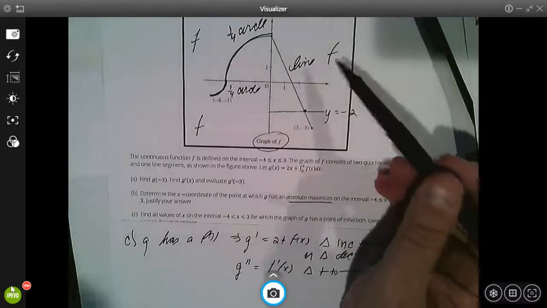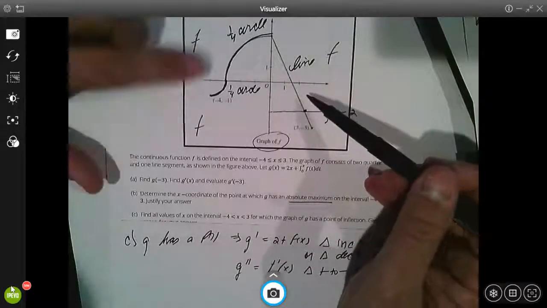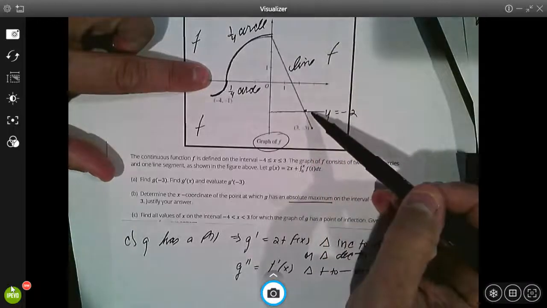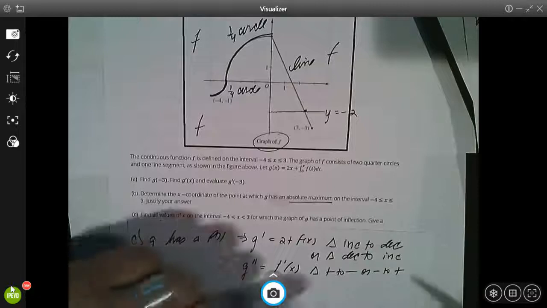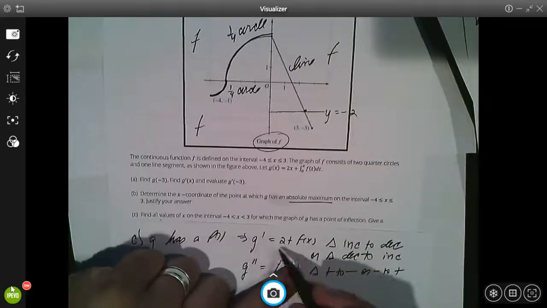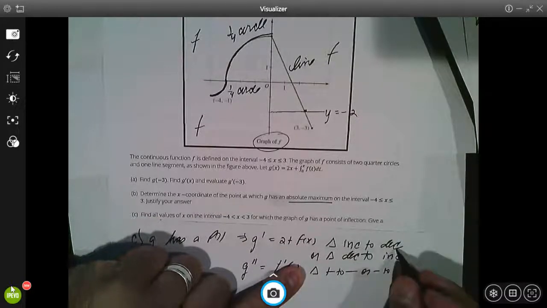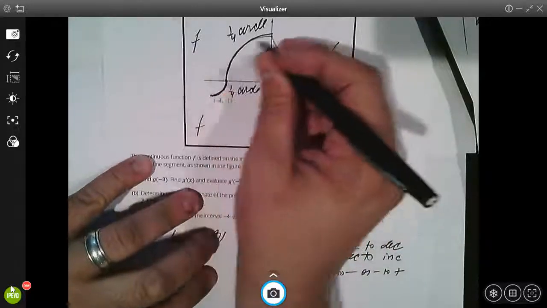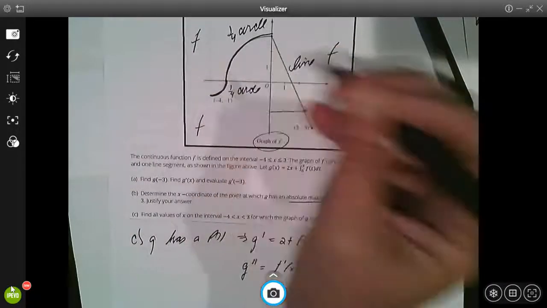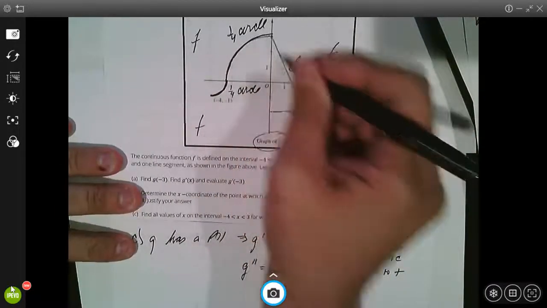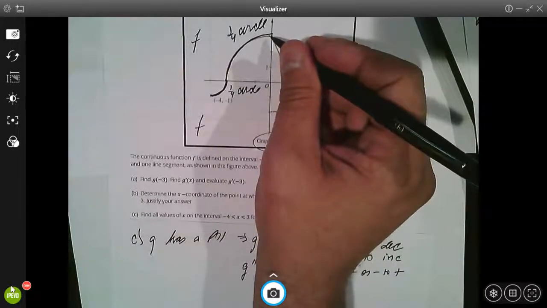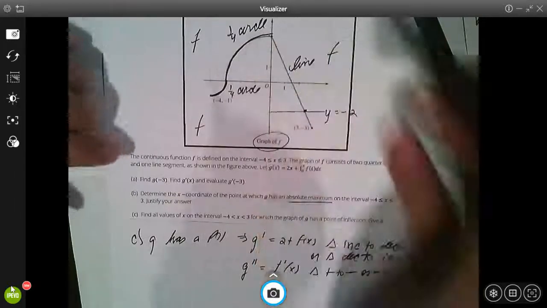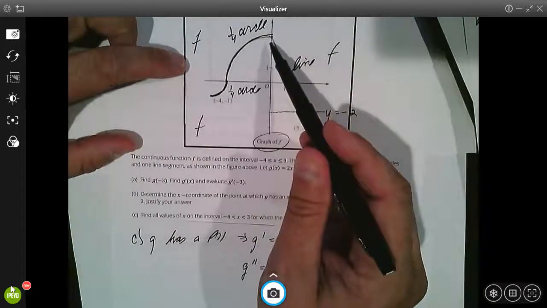Well, we've talked about this before. The graph of 2 plus f of x simply takes this graph here and shifts everything up 2 spaces. I'm looking to see where g prime changes from increasing to decreasing. I can see on my graph that f changes from increasing to decreasing at x equals 0. And if I were to shift this graph up 2 spaces, the change happens at the exact same place.